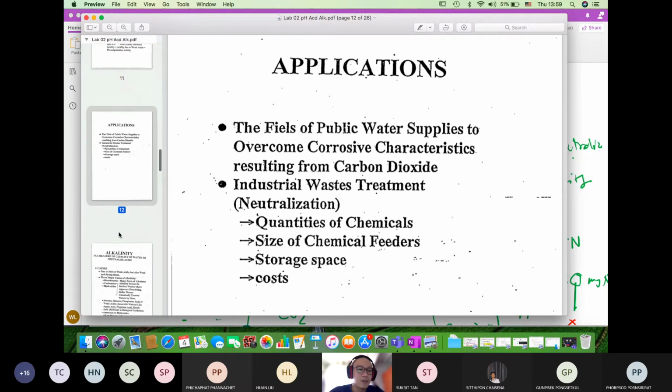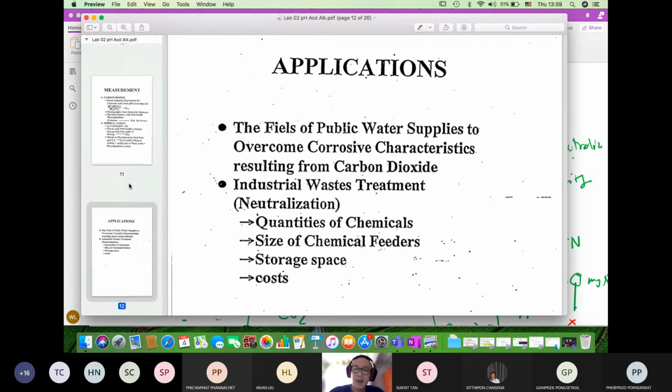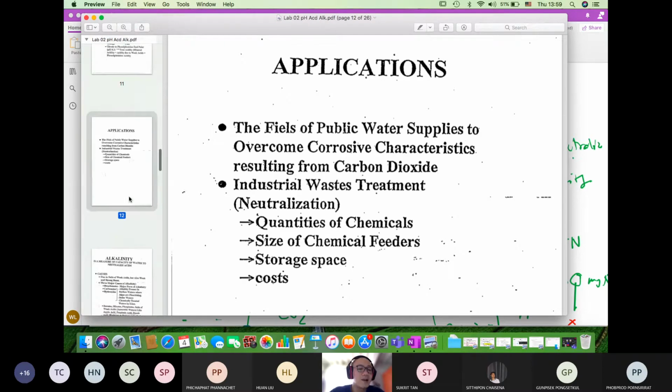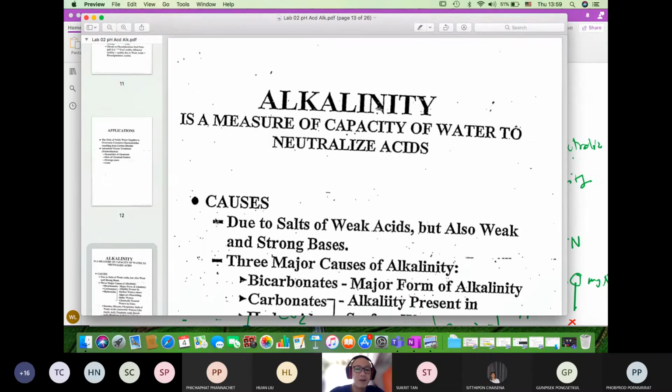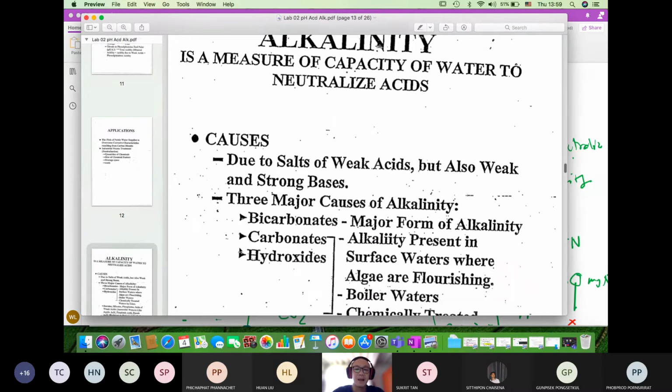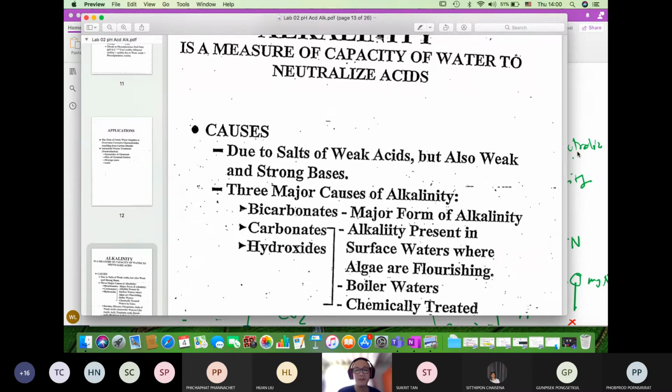But anyway, acidity also plays an important role, just like alkalinity. If the acidity is too high or too low, it may affect some chemical treatment processes like coagulation and flocculation. Okay, and then for alkalinity, by definition, alkalinity is the acid neutralization capacity, or ANC. So it's basically the natural buffer system.